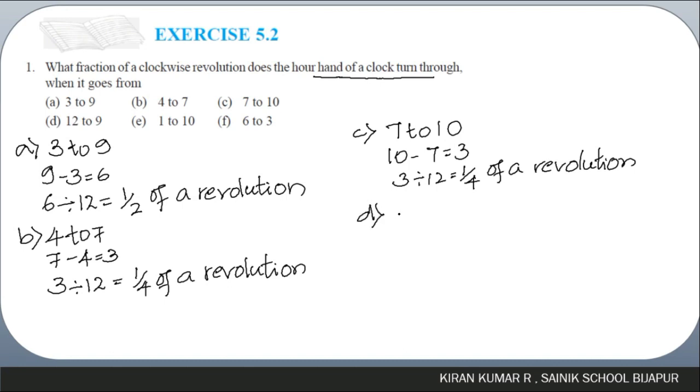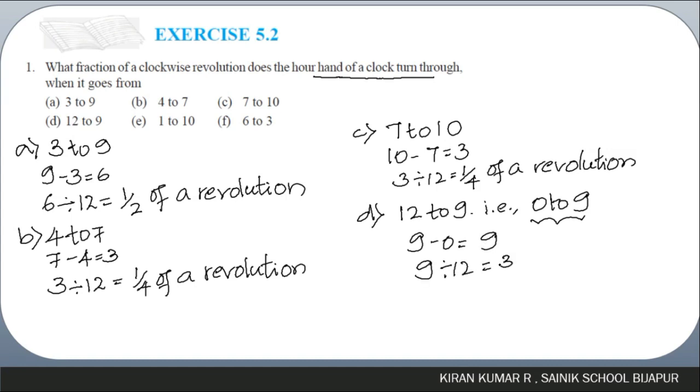Next is 12 to 9. 12 to 9 is same as from 0 to 9. It is because 12 o'clock is the reference, I need to consider it as 0 to 9. Totally 9 hours the hour hand has traveled. So 9 minus 0 will be 9. When 9 is divided by 12, I'll be getting 3 by 4. So 3/4 of a revolution is done by our hand.